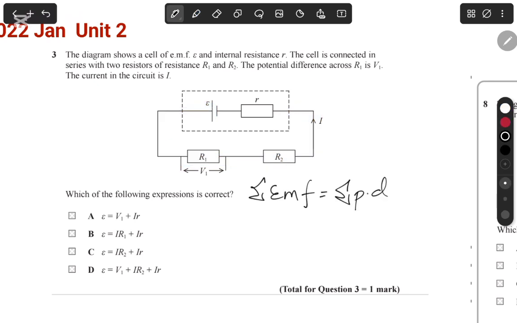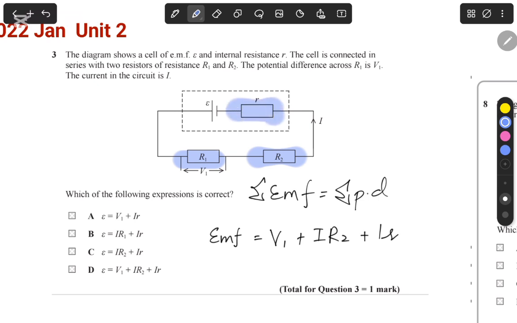We're going to use Kirchhoff's voltage law, or the energy conservation, which is the sum of EMF is equal to the sum of potential difference. And we're going to get this as our expression. Firstly, we have this potential difference, then plus this potential difference, which is IR2, plus the potential difference across the internal resistance, which is going to be Ir as well. Okay, the current will be the same throughout because it's a series circuit. And this matches option number D.